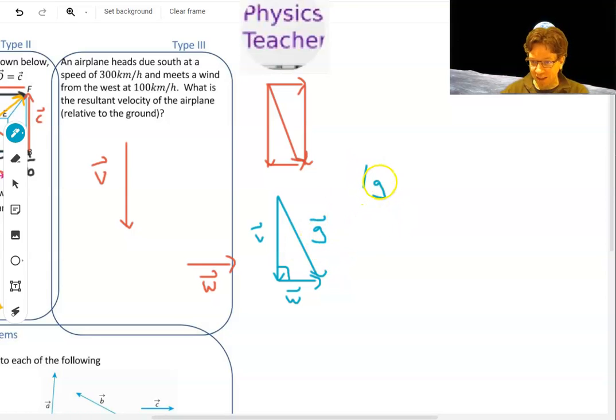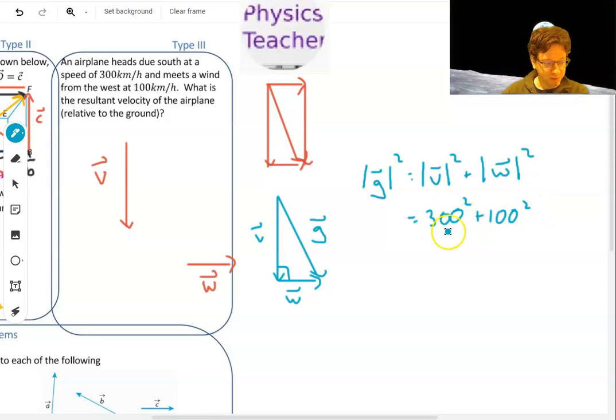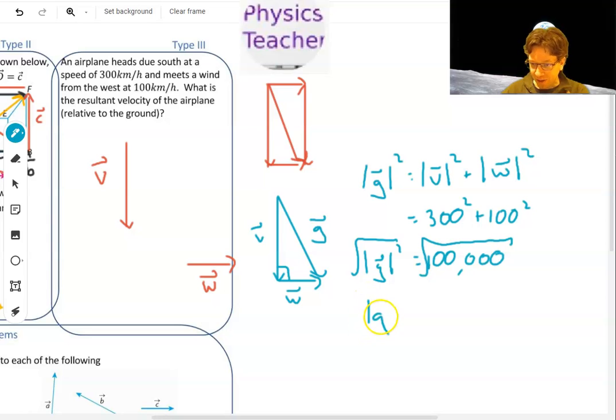So the magnitude of G squared will equal the magnitude of V squared plus the magnitude of W squared. Okay, which is 300 squared plus 100 squared. This would be 90,000 and 10,000, so 100,000. Okay, remember, that's not your final answer because that's the magnitude squared. So let's take the square root of both sides. And we get the magnitude of our ground velocity to be about 316.23, but let me just round off there, kilometers per hour.